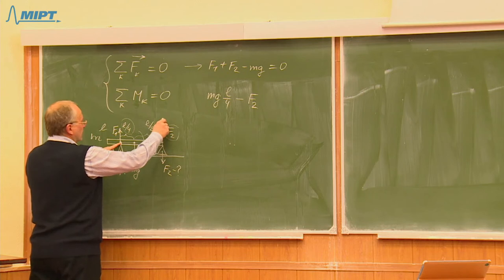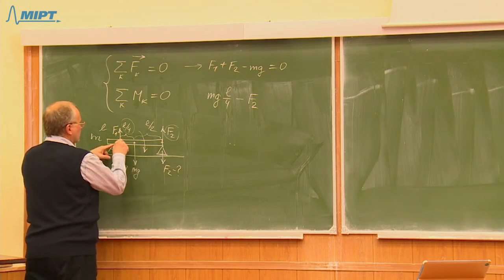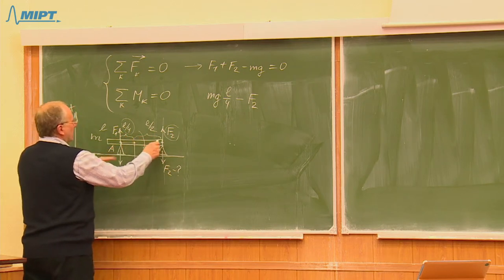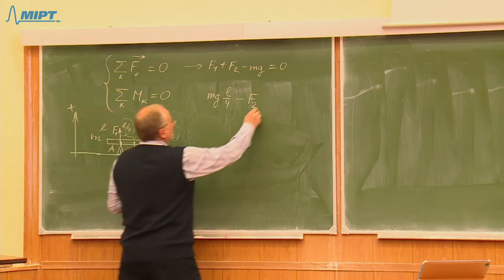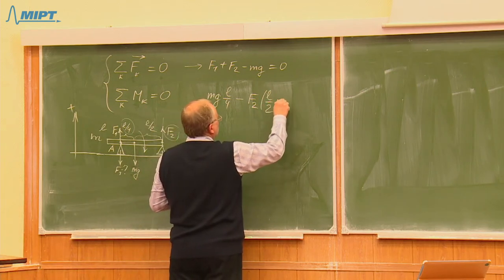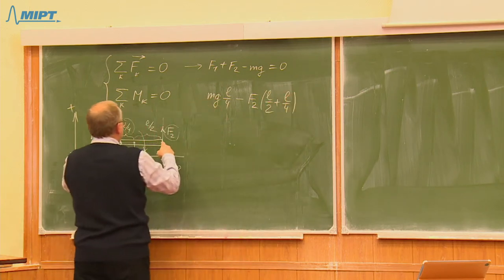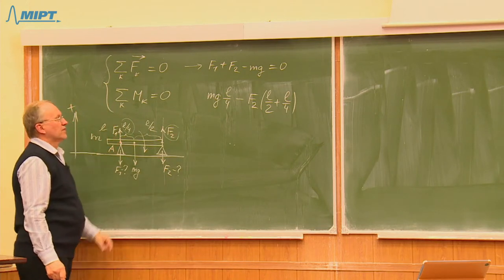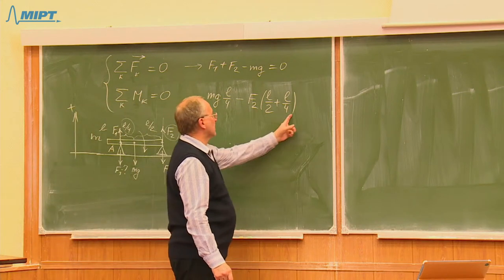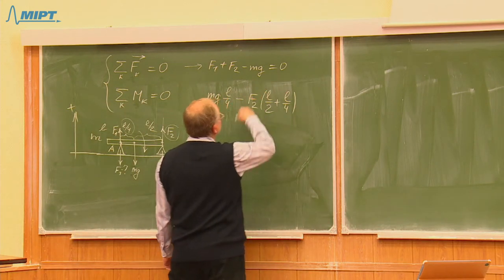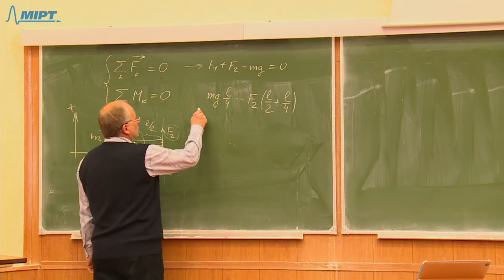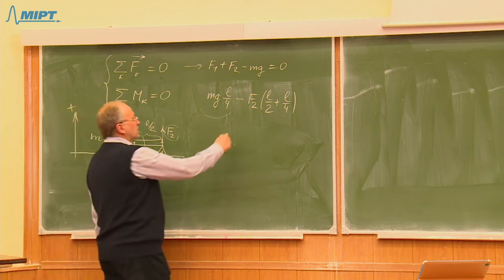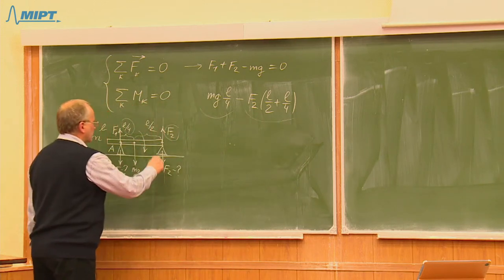And the arm of the force is the shortest distance from the axis of rotation to the line of action of the force. In our case, that will be the sum of these two sections. That will be L over 2 plus L over 4. This distance will be the arm of force F2. And force F2 times its arm will be the torque of this force. So the first term here is the torque of force mg. And the second term here is the torque of force F2.